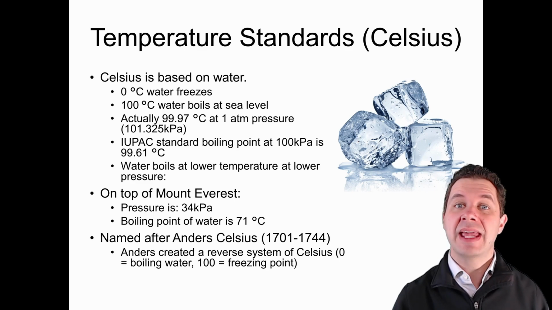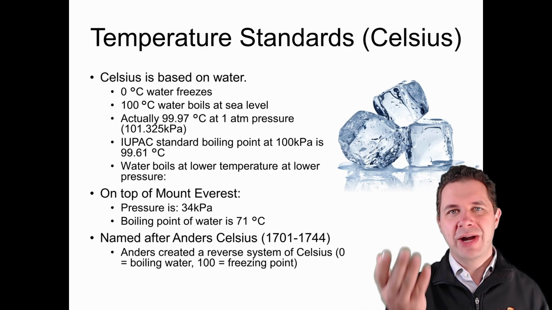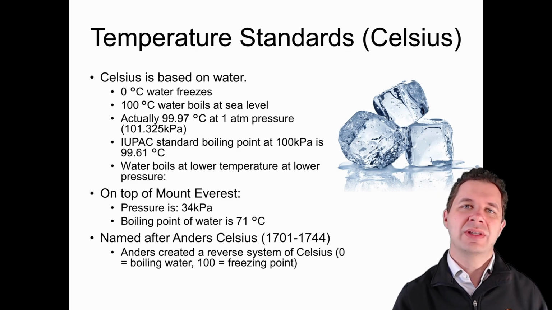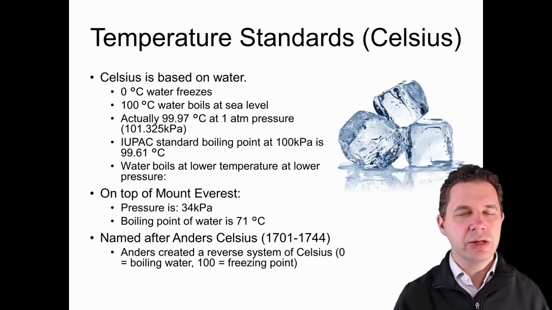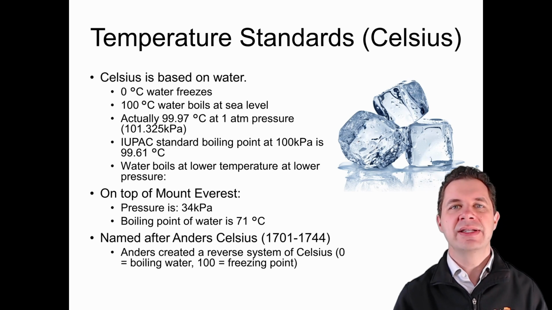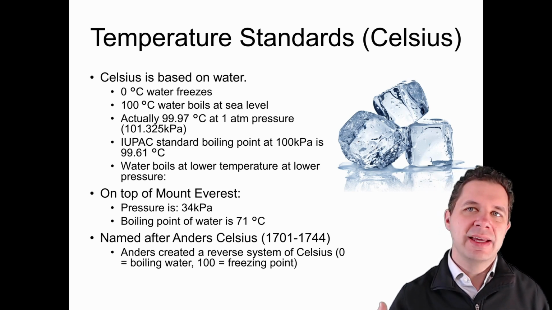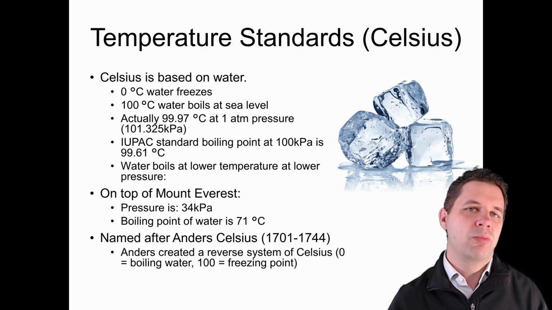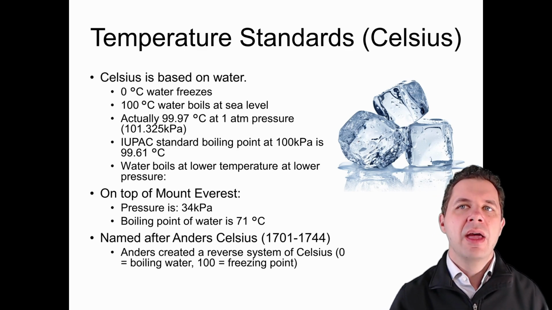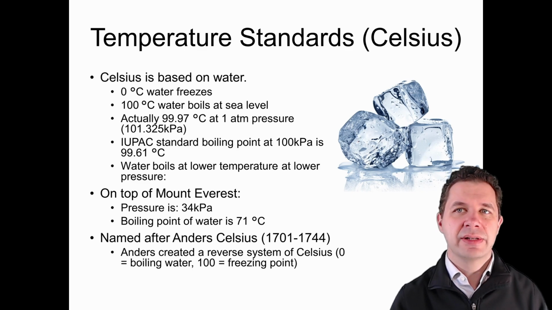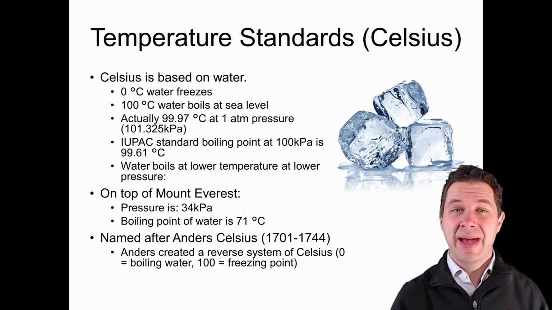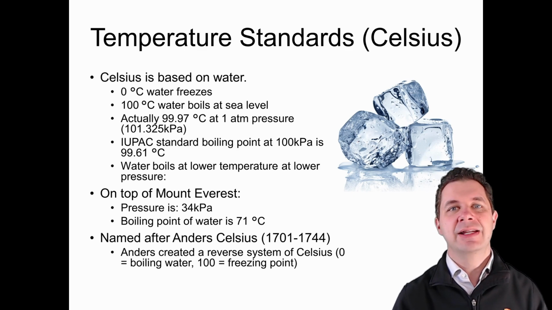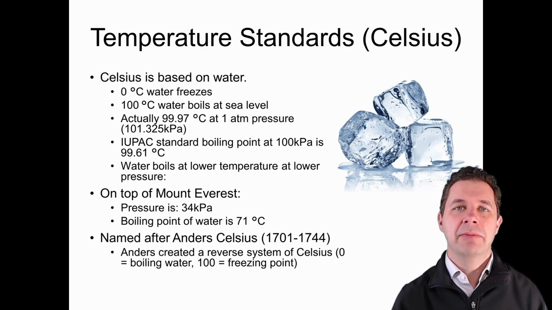That's interesting, because if we go up higher where the pressure is lower, water will boil at a lower temperature. So for example, if you go up to the top of Mount Everest, where the pressure is not near 100 kilopascals, which is approximately where we are, but more like 34 kilopascals, your boiling temperature of water is about 71 degrees, which is significantly lower and requires significantly less energy than what we require down here.